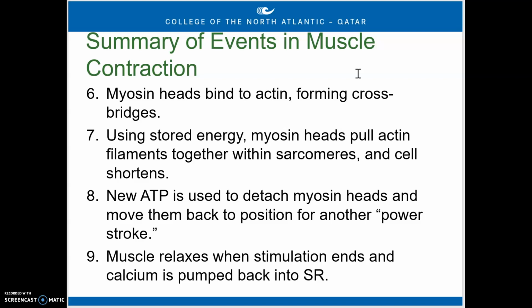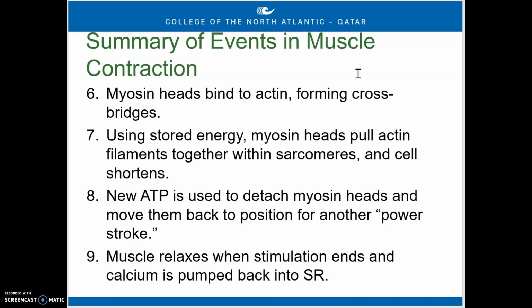But now we're left with myosin and actin bound together, and that's no good. The next thing that's going to happen is we're going to use a molecule of ATP, and that's going to break those cross bridges. So it's going to detach the myosin heads from the actin filament, and it's going to move those myosin heads back to normal. And now it gets ready for the next power stroke. A power stroke is when the myosin binds to the actin and moves backwards. So that moving backwards is considered the power stroke.